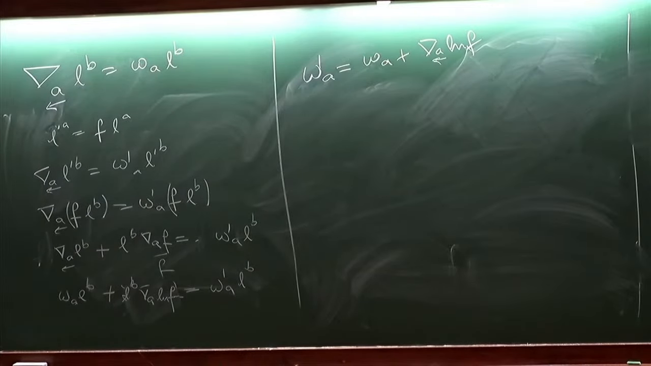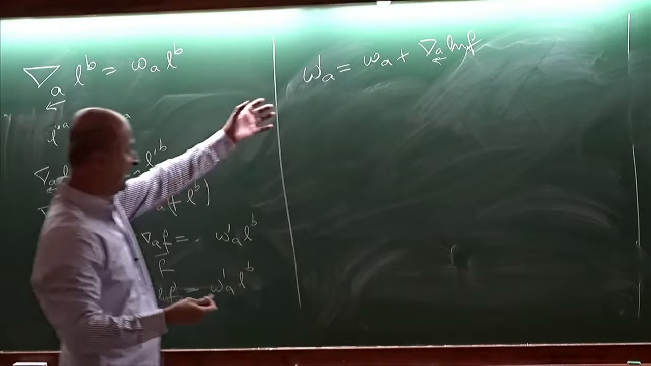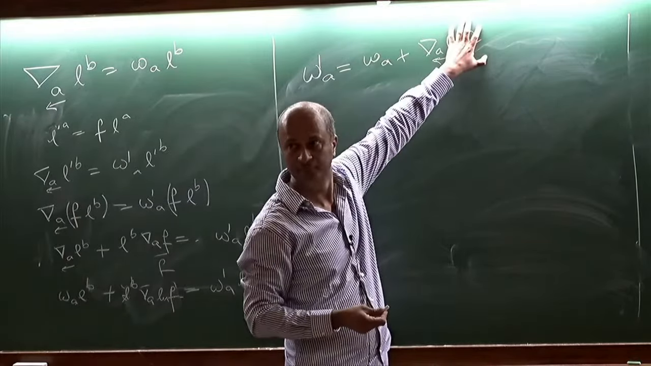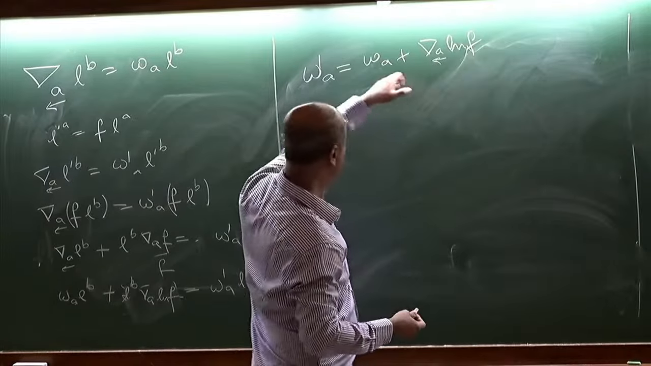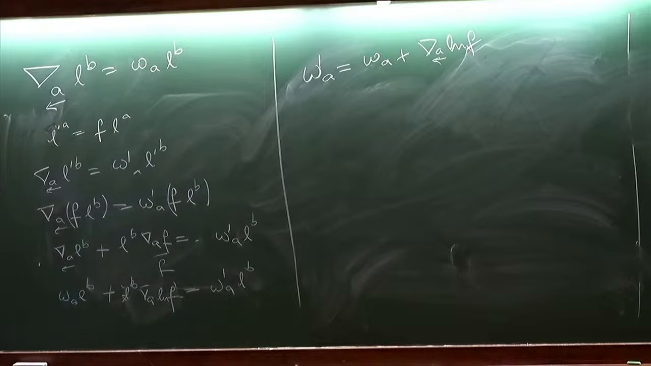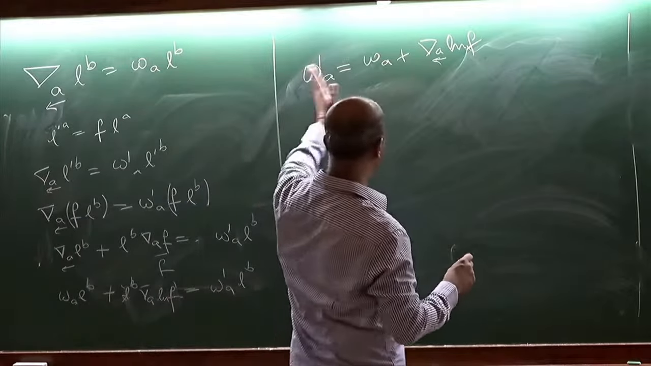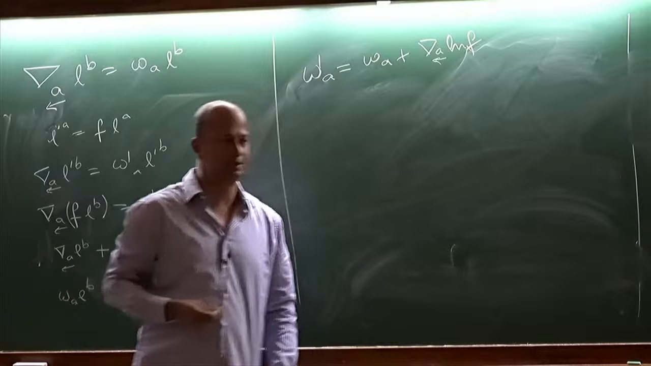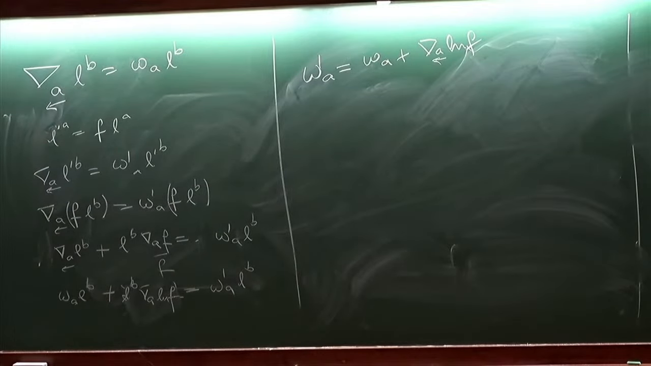So this should remind you of a gauge transformation. If you think of the vector potential in electromagnetism, if I make a gauge transformation, I add to it a gradient of a function. So in fact, omega_A is just like a gauge field in that sense. And it is a connection one form on the vectors along L. But we won't explore that further here. Just notice that this is how the omega transforms if I scale the L by any function.